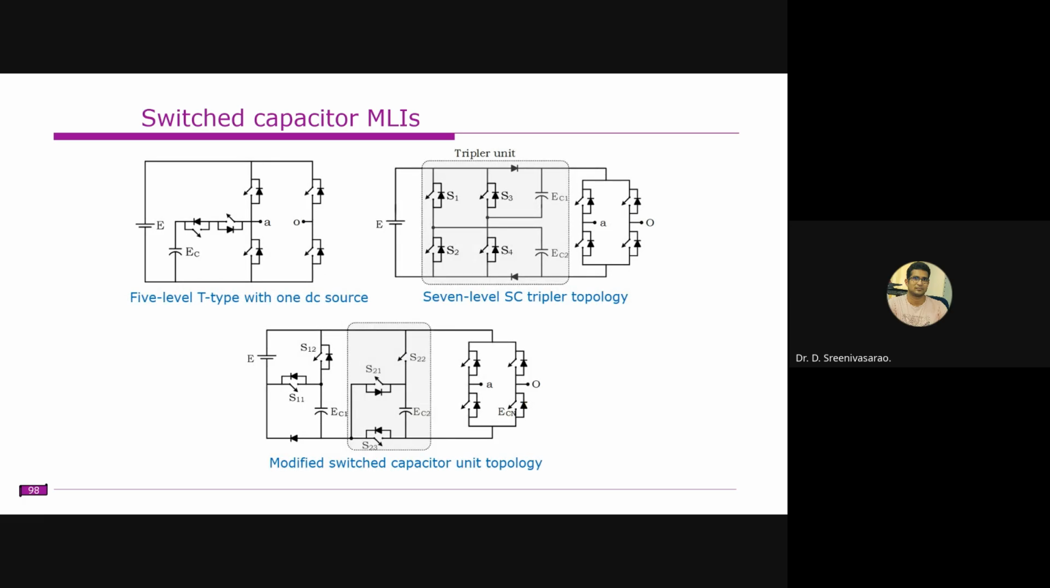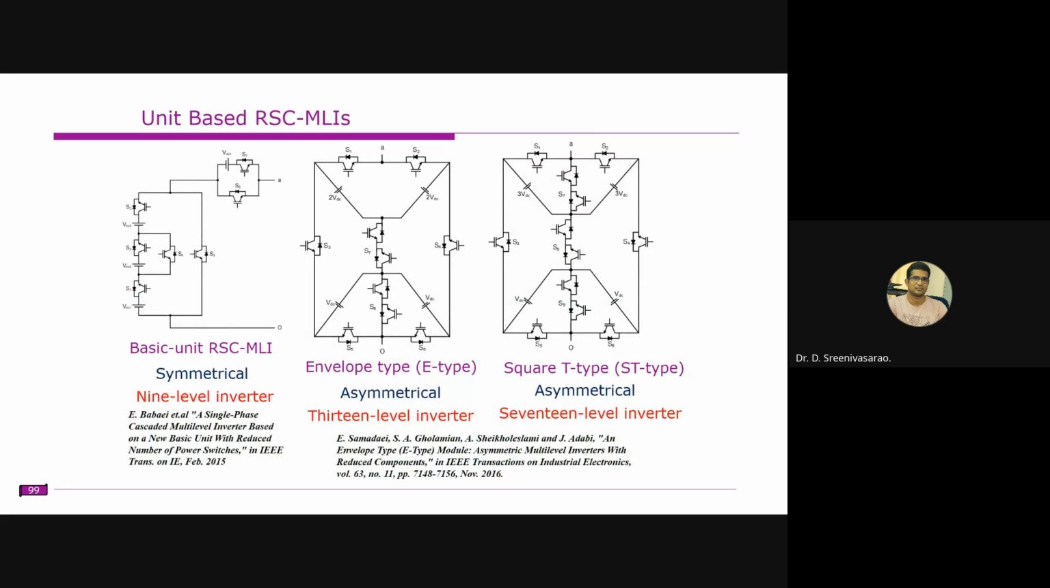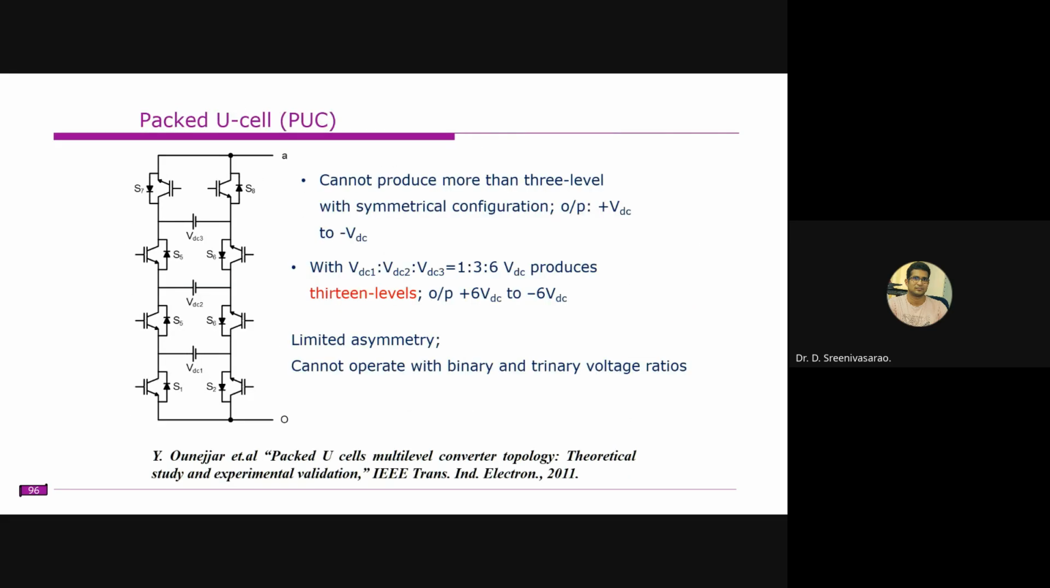This one is the switched capacitors, right? This one is producing 7 levels with one DC source, right? We have some capacitors here. By properly switching these capacitors, we can get the 7 levels. And this one is slightly complex. The entire thing is one inverter. If you observe, these are per-phase circuits. If you are using three phase, this is for one phase. Whatever we discussed so far is for per phase, right?